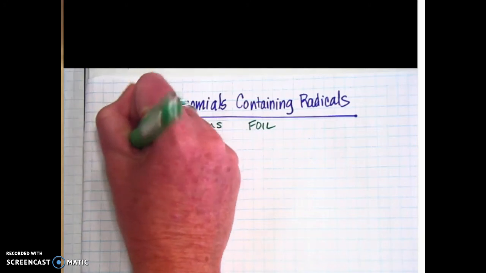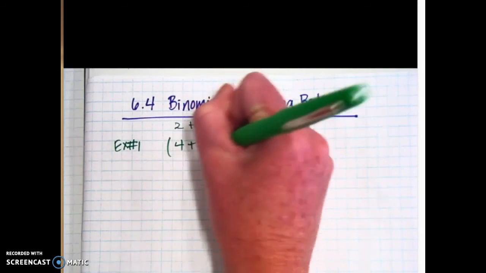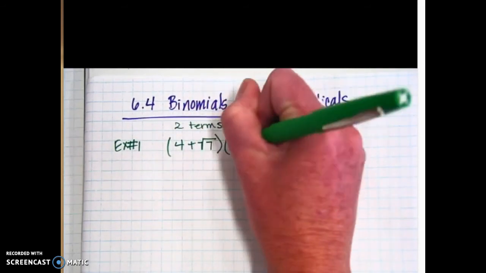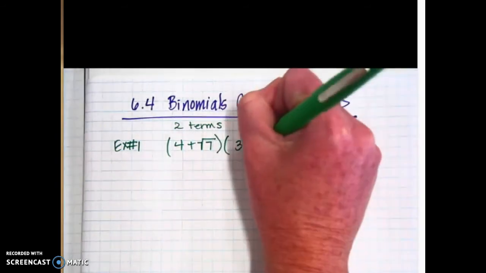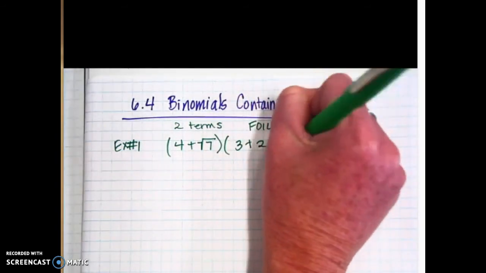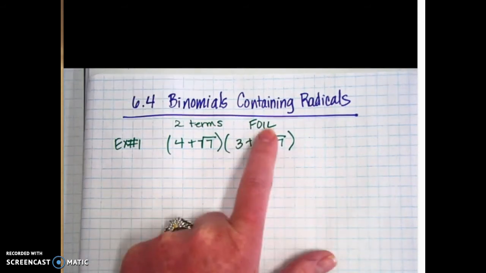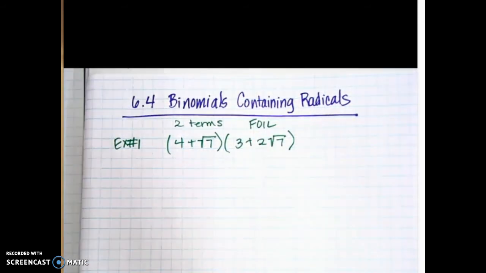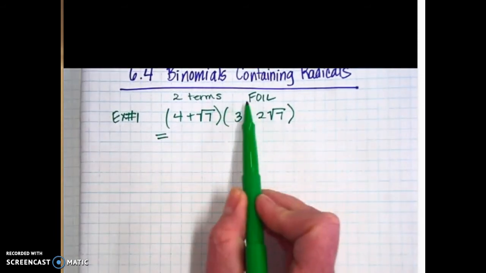So example number 1, we're going to take 4 plus the square root of 7, and we're going to multiply it times 3 plus 2 rad 7. And if you like to use the box, you can definitely use the box on these. I'm just going to use FOIL. So I'm going to do first, outside, inside, last. All right. So F is for first.